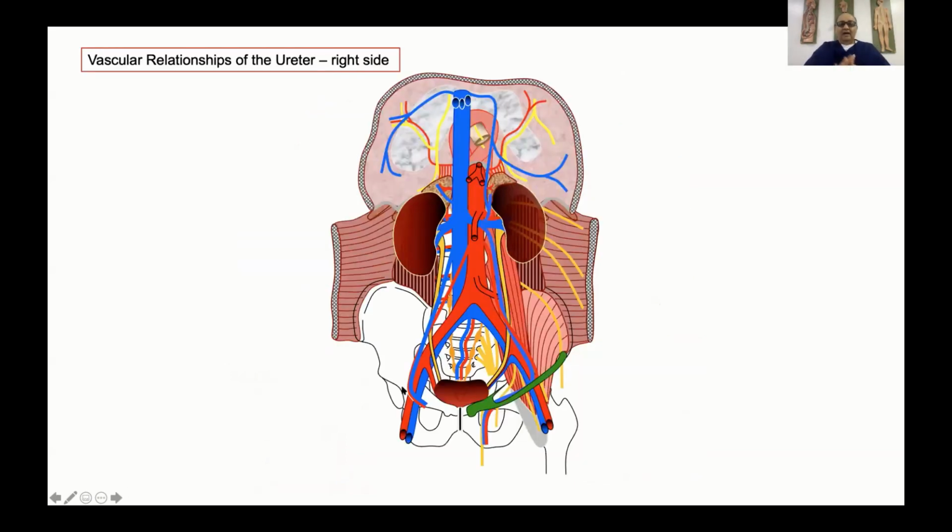Okay, now I'll be showing you what on the way the ureter is associated with. There are so many vessels closely related to the ureter, so we'll be looking at them.